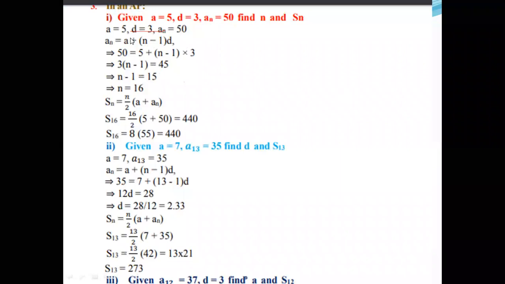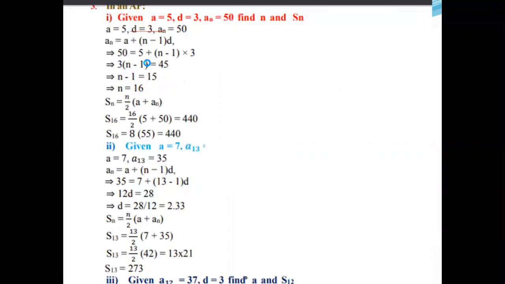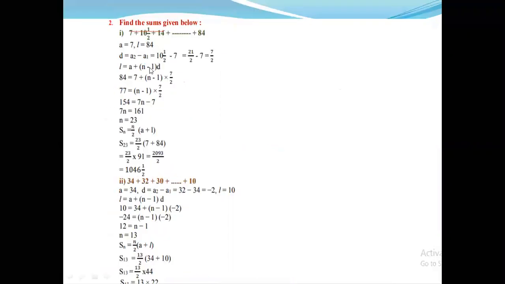It means 7 plus 10 and a half plus 14 plus dot dot dot plus 84. Here a few numbers are there. How many numbers, we have to find out first. What we know, what they have given here: a is equal to 7, l is equal to 84. l means the last term of an AP. They have given the last term. How to find the sum? By using the arithmetic progression an formula, we have to find the number of terms n here.